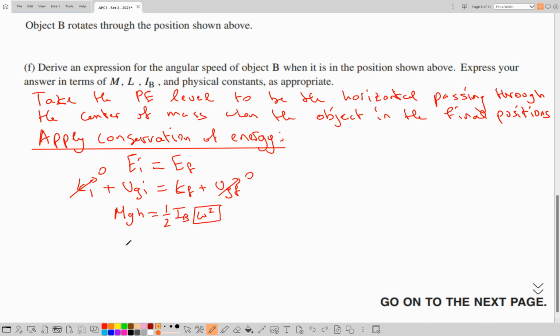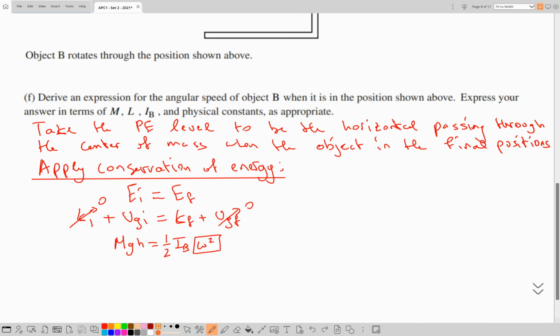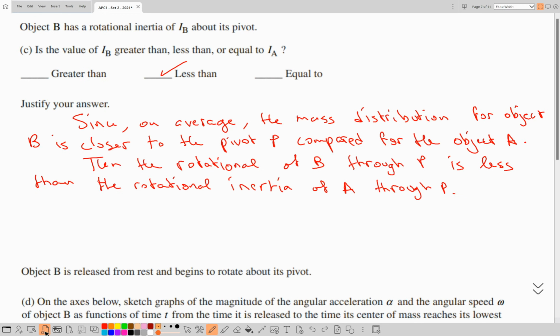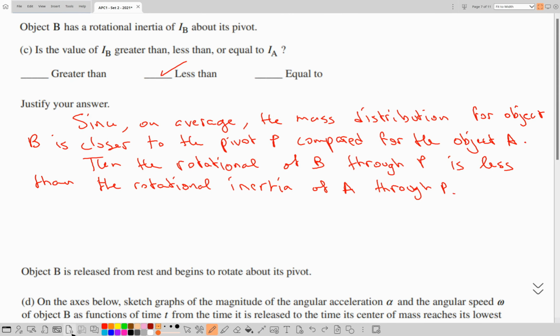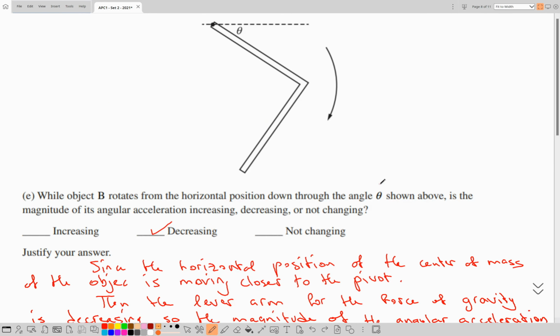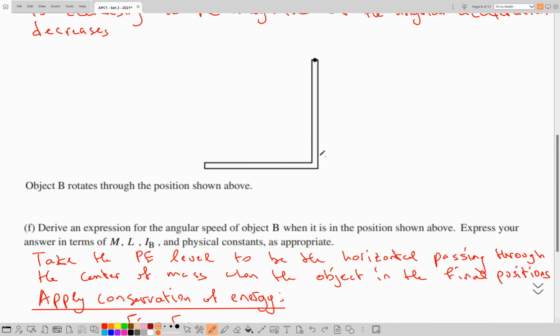Now we need to set h properly. What does h represent? h represents the vertical distance from the center of mass in the initial position to the P level. Now, according to this statement, they're telling us take the P level to be the horizontal passing through the center of mass when the object is in the final position. Now, if you recall properly, the center of mass of this object is located in this quarter. Then the center of mass is here, and that's L over 4. That would help us to set our P level, which is here.